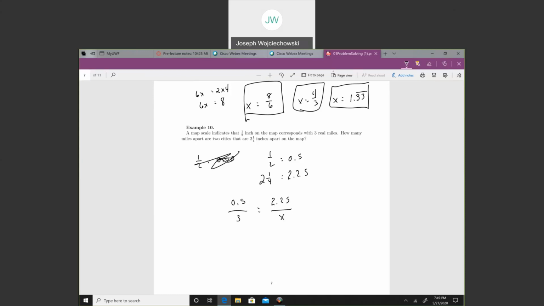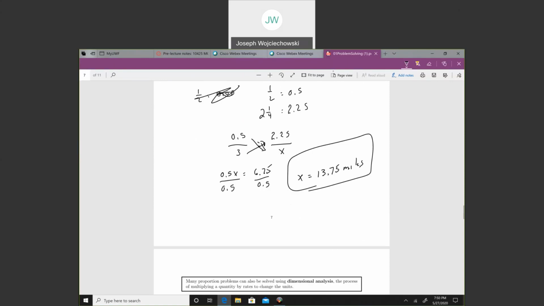So again, cross multiplying. 0.5x is equal to 6.75. Divide both sides by 0.5, and we get x is equal to 13.75. And that would be miles. On these word problems, don't forget to include the unit.